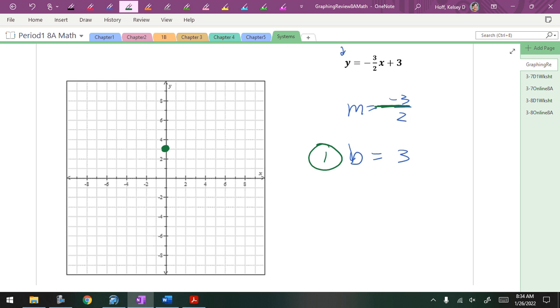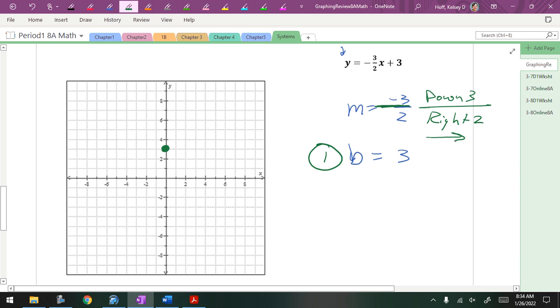We go down 3, but we still go towards Mrs. Hoosier. Okay, so the negative makes me go down 3, but we go right 2. We always go towards Mrs. Hoosier. That negative may make us go down, but we still continue that way. So go to your 3, and I heard Sam say when we go down 3, where does that take us? To 0, but don't forget you also have to go right 2 and put a dot.